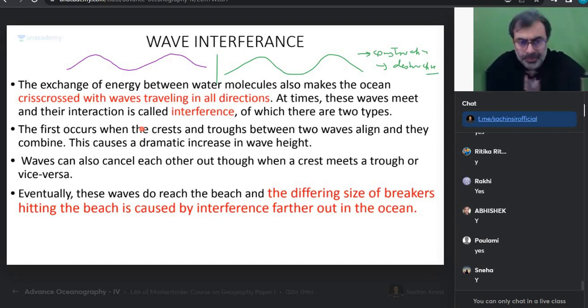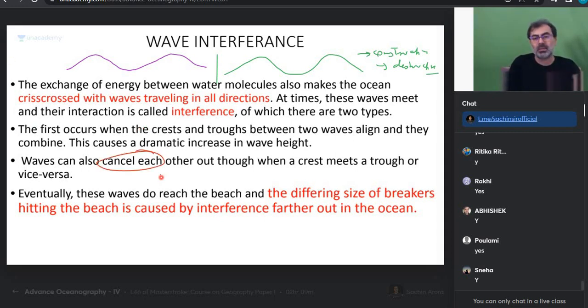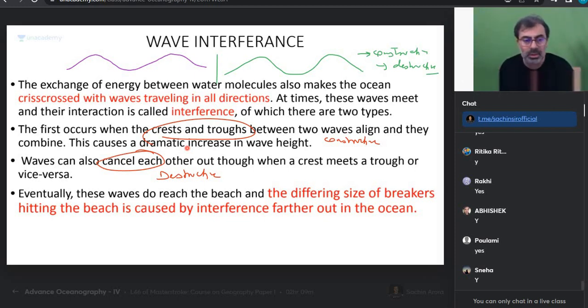Get that? The exchange of energy between water molecules also makes the ocean crisscross with waves traveling in all directions, and when they meet, they interact. This is called wave interference. This first occurs when the crest and trough between two waves align and they combine. They cause a dramatic increase in the wave height. But the opposite can also happen. They can cancel out each other. So when they cancel each other, what is this? Destructive interference, and this is constructive interference. So tsunami is also there, and any other wave is there. If constructive interference is happening, it makes it more dangerous. Eventually, the waves do reach the beach. Different sizes of breakers hit the beach, cause interference, and further out into the oceans.